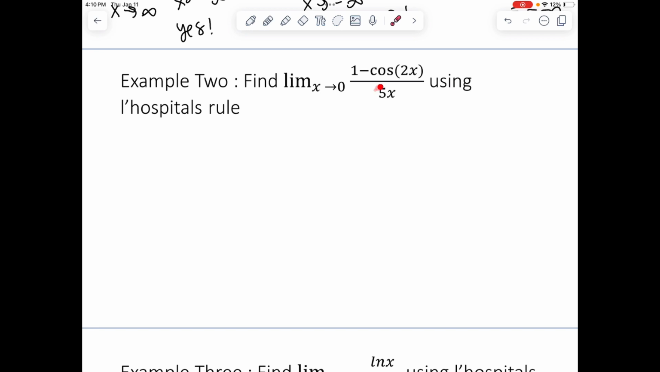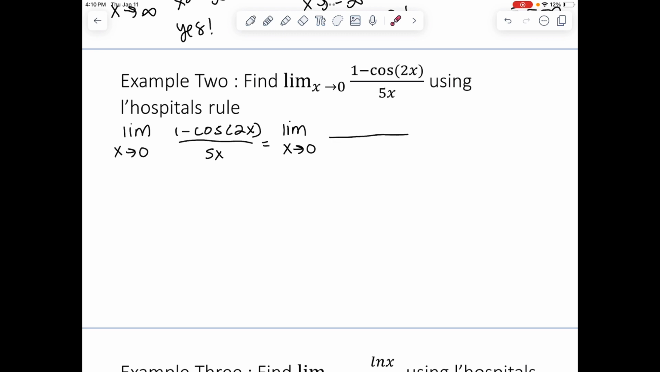So obviously 5 times 0 is 0, and cosine of 2 times 0 is cosine of 0. That's 1, so 1 minus 1 is 0. So it's indeterminate form. Just some more examples: you will take the derivative of the numerator, and you'll take the derivative of the denominator. I know that this looks like a quotient, but L'Hopital's rule does not use the quotient rule, unless the numerator itself was a quotient. But don't worry about using the quotient rule for any of these problems.